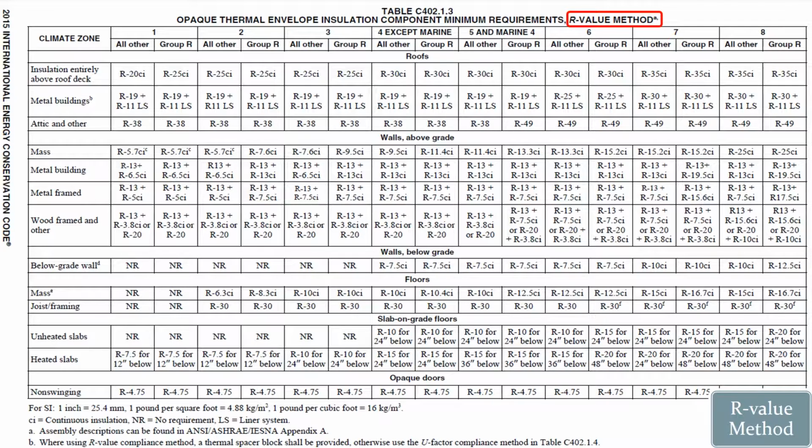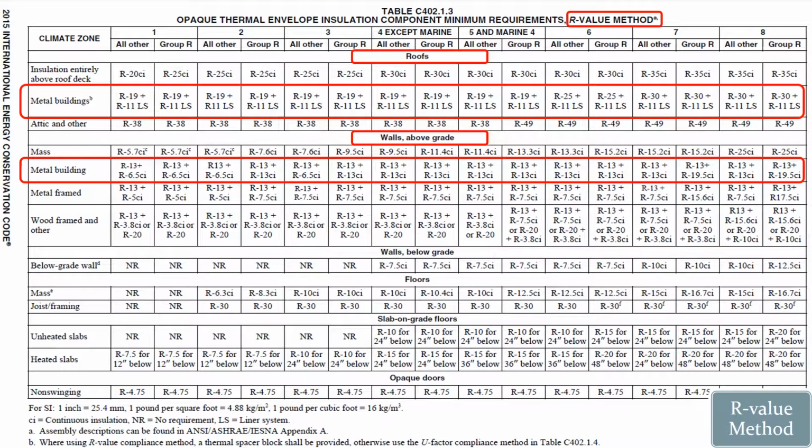So this is the R-value method table. It really is the easiest to comply with, and most people do use this table specifically for metal buildings, where it highlights metal building roofs and metal building walls above grade. But before we dive into all these insulation options for metal buildings, let's review what's all involved in this table.